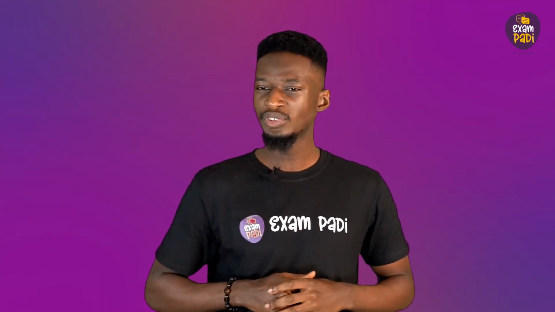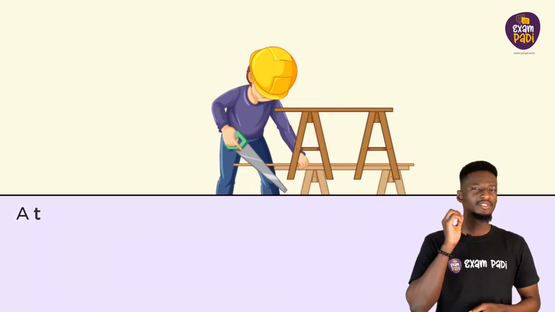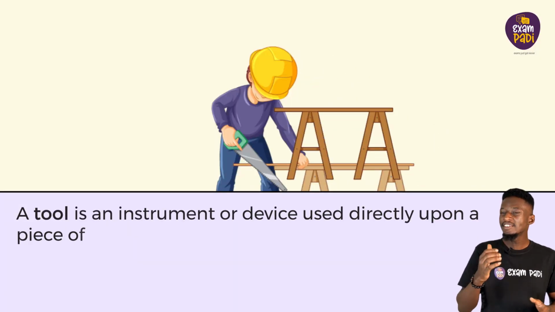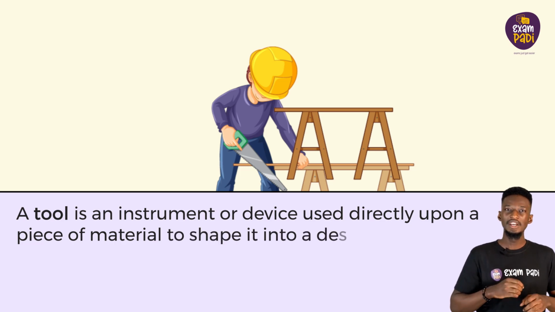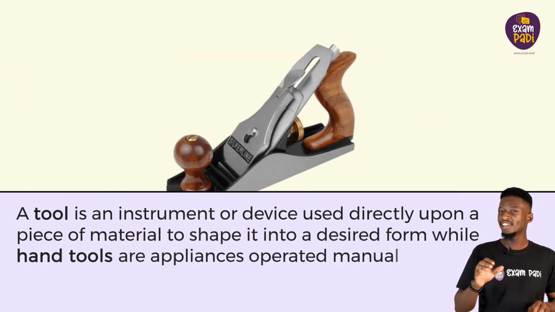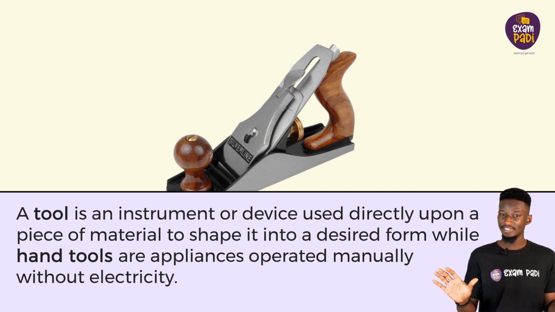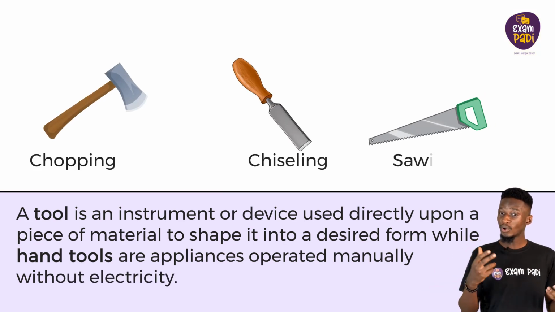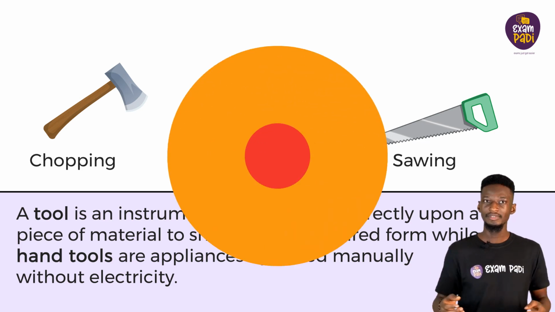Let's discuss hand tools and their types. A tool is an instrument or device used directly upon a piece of material to shape it into desired form, while hand tools are appliances operated manually without electricity. It could be chopping, chiseling, sawing, or filing.